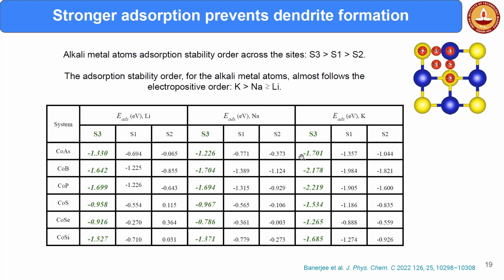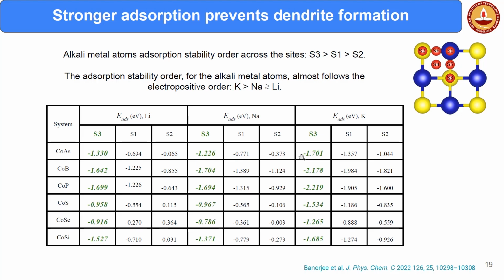Immediately you can notice that. And similarly, potassium adsorption, for example on the cobalt arsenide, is about 1.7, whereas on the sodium it is minus 1.2 and on the S3 it is minus 1.3. So that immediately suggests that generally this is the trend that you are going to get: potassium greater than sodium greater than lithium. This is the new thing that we obtained.